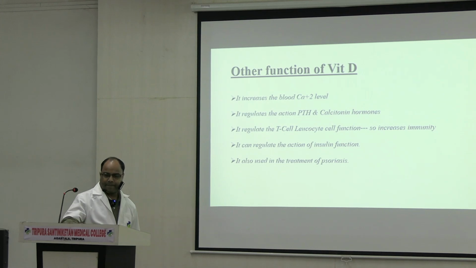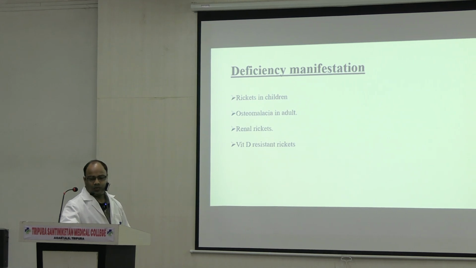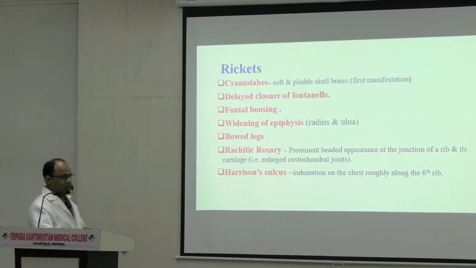Okay, next. These are very important: deficiency manifestations. In children, deficiency causes a disease called rickets. Very, very important, this topic. I am coming to it later. Rickets. In adults, it is called osteomalacia. Some other forms like renal rickets and vitamin D resistant rickets are there. You have to remember, rickets in children is very, very important. Please take a screenshot of this one.